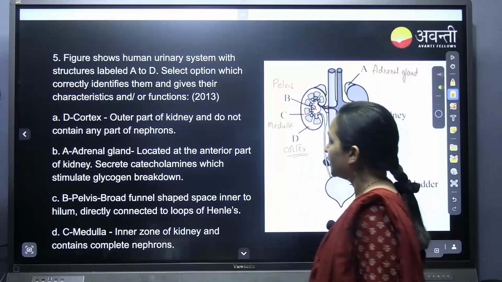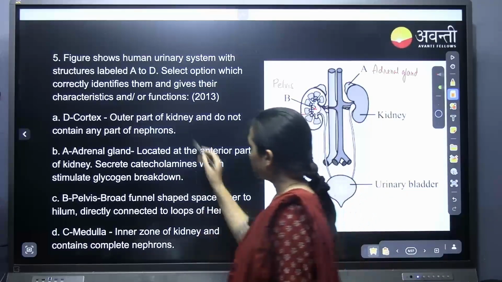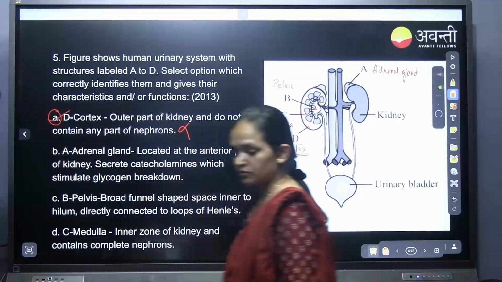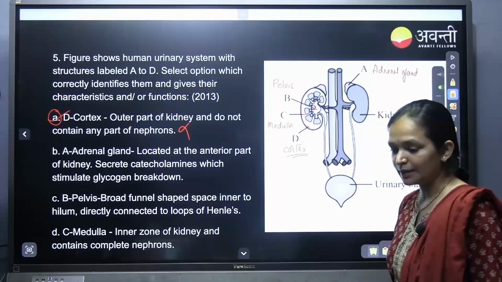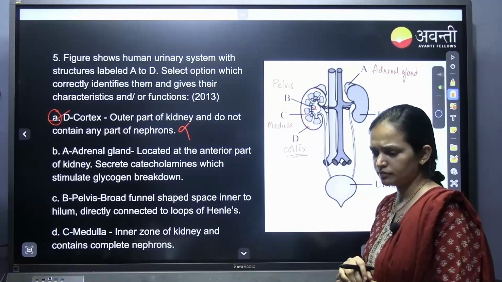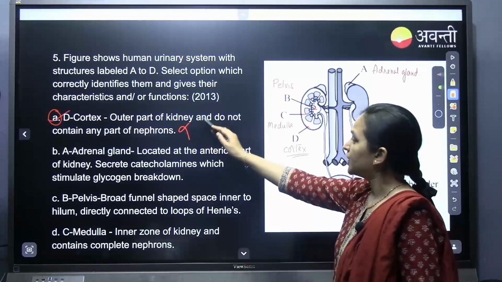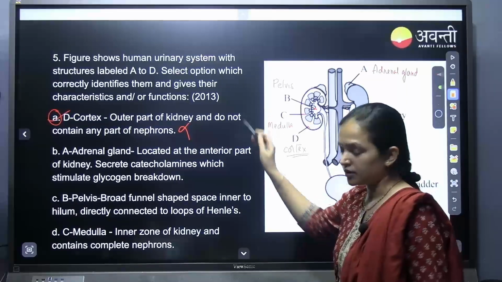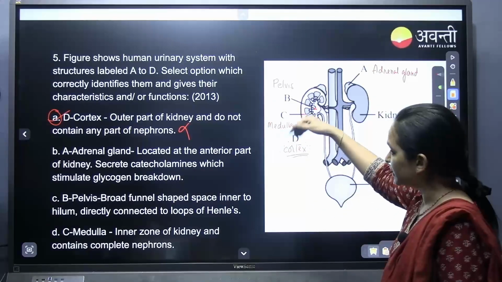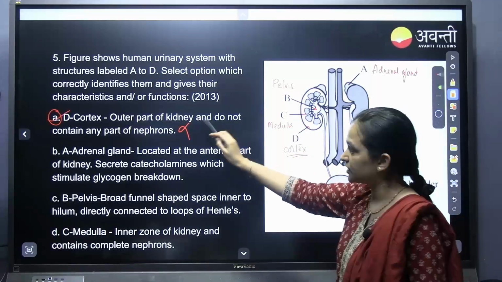Yes, D is cortex. Outer part of the kidney and does not contain any part of nephrons. Which part of nephron can we see in the cortex? Tell me. See, definitely we see the nephrons, especially the Bowman's capsule, glomerulus, then PCT, DCT, everything we can see in the cortex.